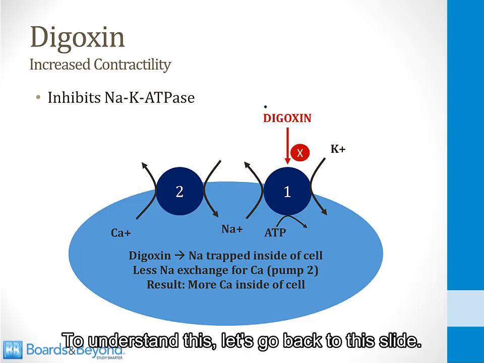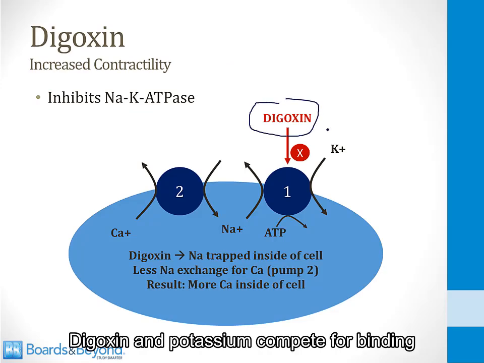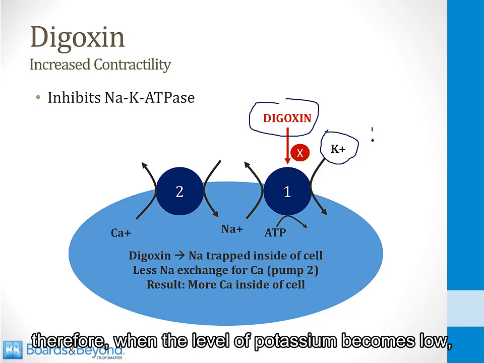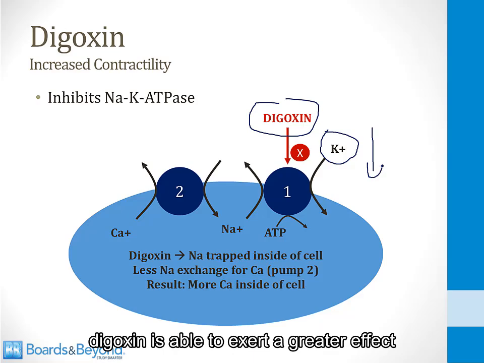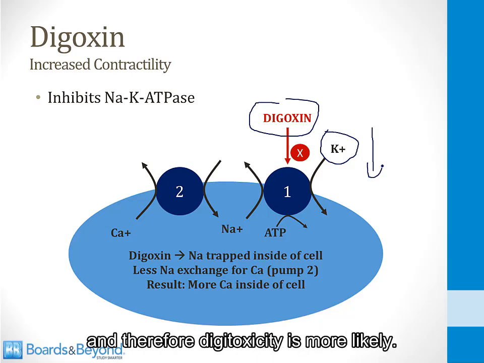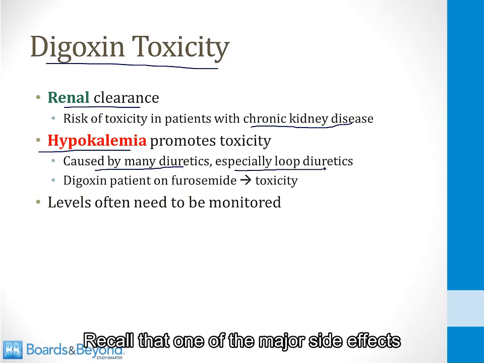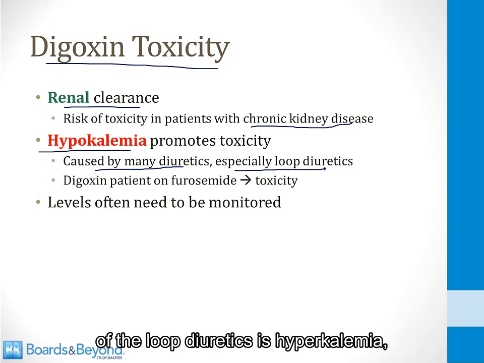In addition, hypokalemia promotes toxicity, and this can be a significant problem. To understand this, let's go back to this slide. Digoxin and potassium compete for binding in pump number 1. Therefore, when the level of potassium becomes low, digoxin is able to exert a greater effect, and therefore dig toxicity is more likely. This can be a major problem because hypokalemia is caused by many diuretics, especially loop diuretics.